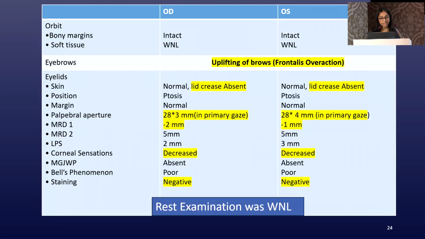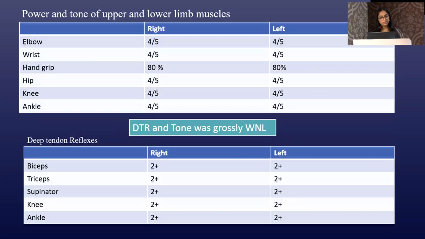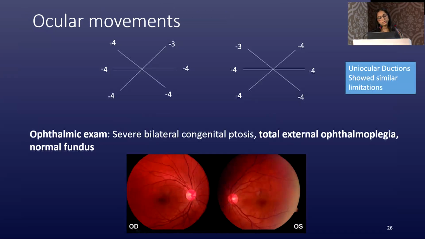The lid crease was absent, the palpebral fissure was 28 into 3 mm, and MRD1 was -2 and -1. The corneal sensations were also decreased. The deep tendon reflex tone was grossly normal. The ocular movements were restricted in all the gazes. So coming to the ophthalmic examination, this is a patient of bilateral congenital ptosis with total external ophthalmoplegia with normal fundus.